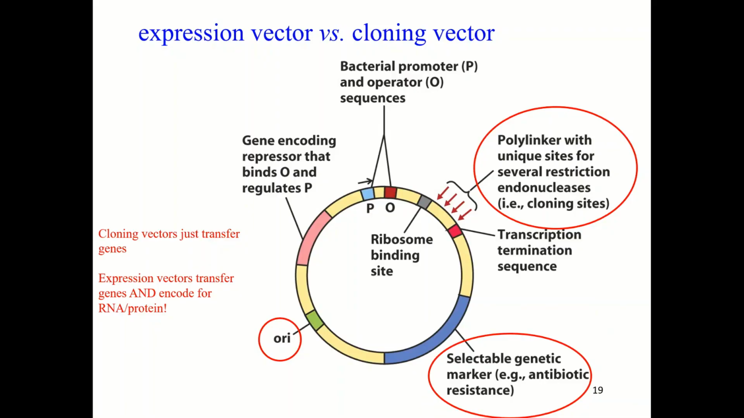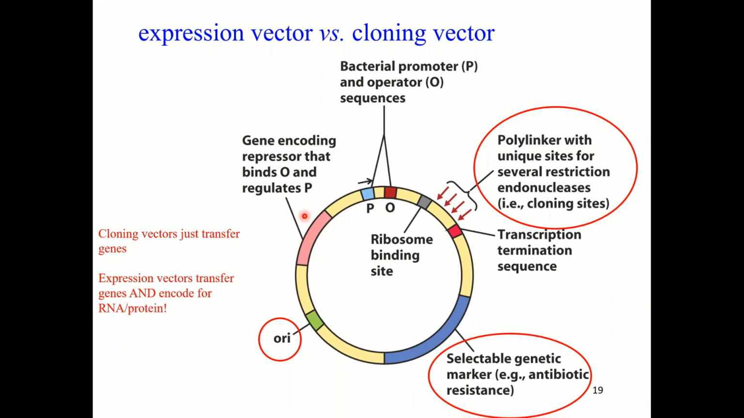So there are a couple different types of vectors. One is a cloning vector. Those are the simplest. And then another type is an expression vector. Cloning vectors are used really just to transfer genes, amplify genes. Expression vectors can do that, but they also are good for expressing the gene, so encoding for RNA and protein from those genes.